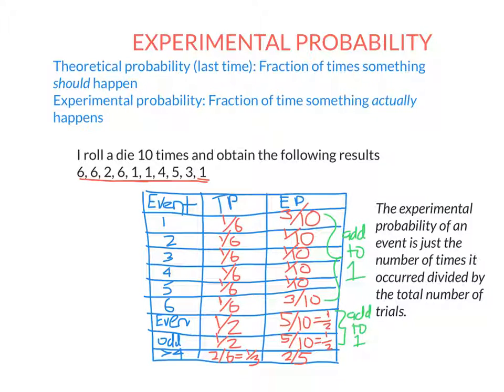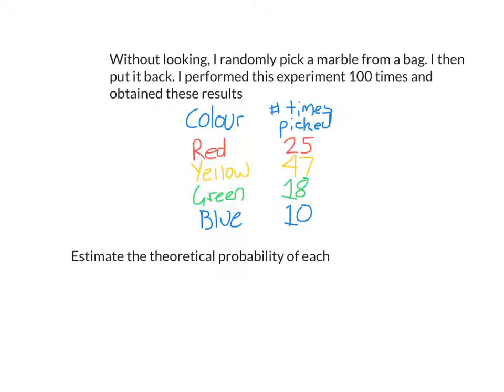So now we're going to do another question that's a bit more reasoning type. Please pause and copy this down if you need. So I perform this experiment, which I have a bag of marbles. I take one randomly without looking, put it back. I actually did this 100 times, and these are the results. I picked out a red one 25 times, a yellow 47 times, a green 18 times, and a blue 10 times. So I'm going to estimate the theoretical probability of each.